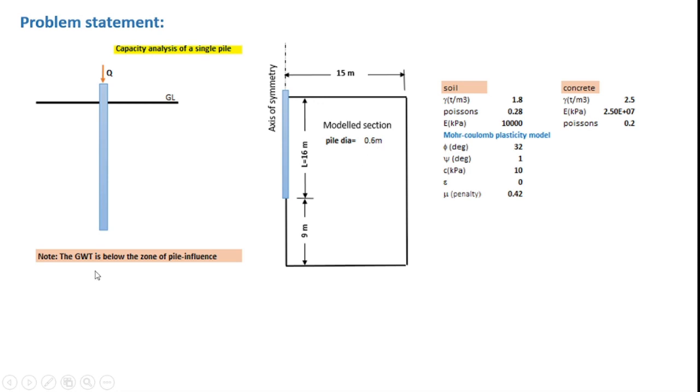Please remember that the GWT, that's the groundwater table, is below the zone of pile influence. Hence, the groundwater presence will not be taken up in this analysis. Please remember that when the groundwater table is within the zone of influence, we shall perform the analysis based on whether a long-term or a short-term response is required. Anyway, such topics will be taken up in the coming tutorials.